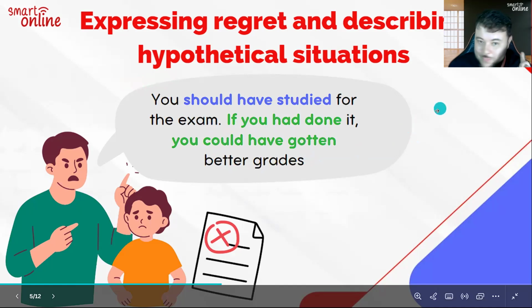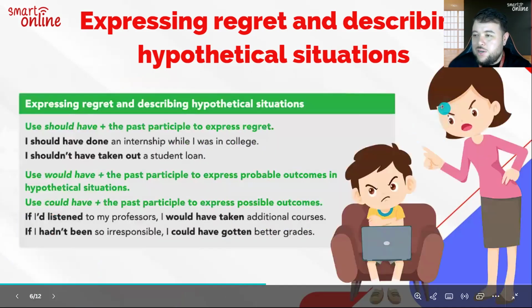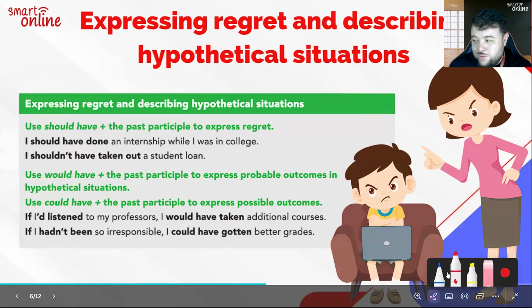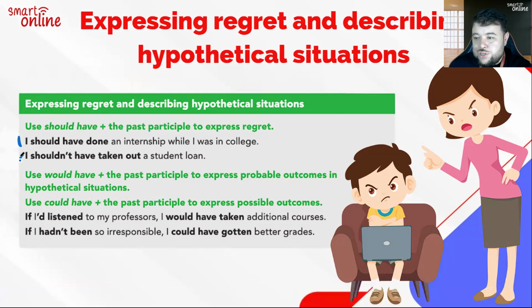Now pay attention to how to do it. In order to express a regret in a hypothetical situation, we are going to use this expression: should have and shouldn't have, with the past participle.